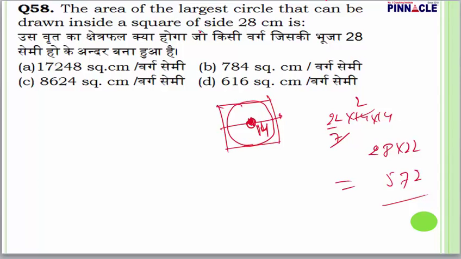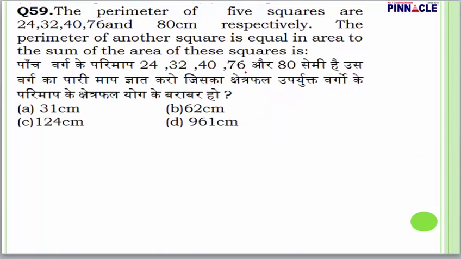The largest circle that can be drawn inside a square of side 28 has radius 14, so the area is pi r square, that is 22 by 7 into 14 into 14. 616 should be the answer. Answer is D.